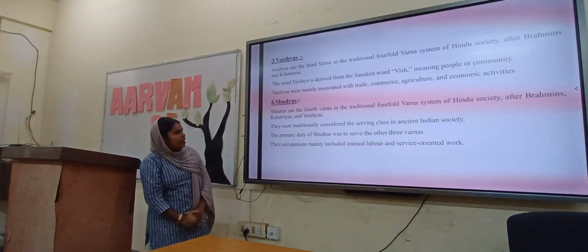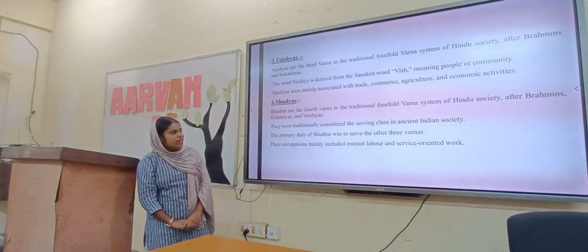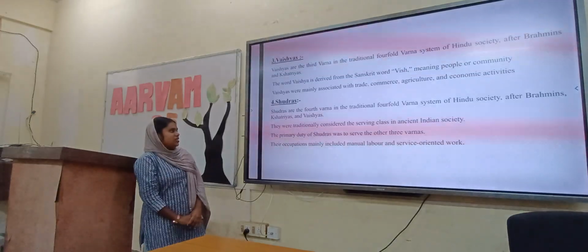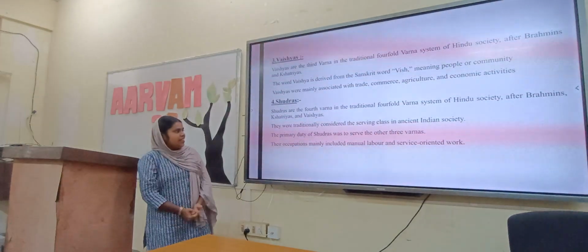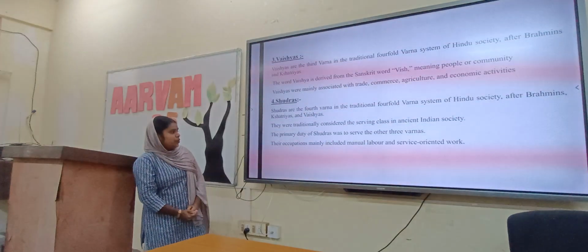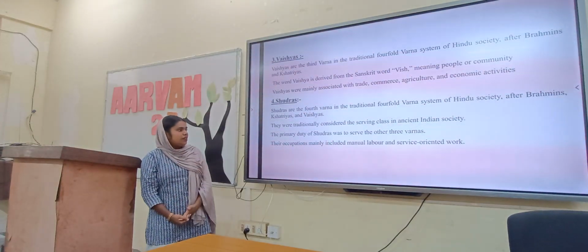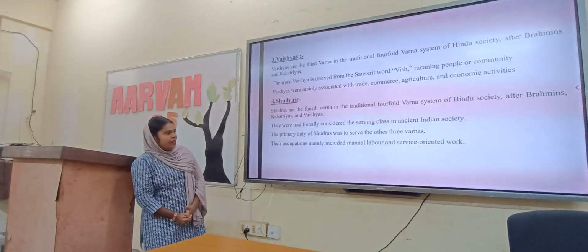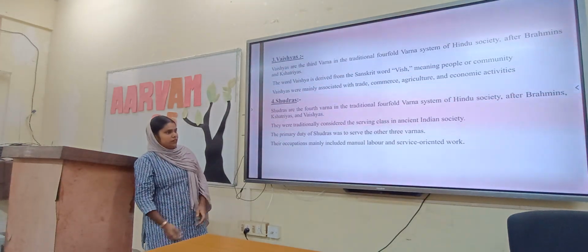Shudras are the fourth Varna in the traditional fourfold Varna system of Hindu society after Brahmins, Kshatriya, and Vaishya. They were traditionally considered the serving class in ancient Indian society. The primary duty of Shudras was to serve the other three Varnas. Their occupation mainly included manual labor and service-oriented work.